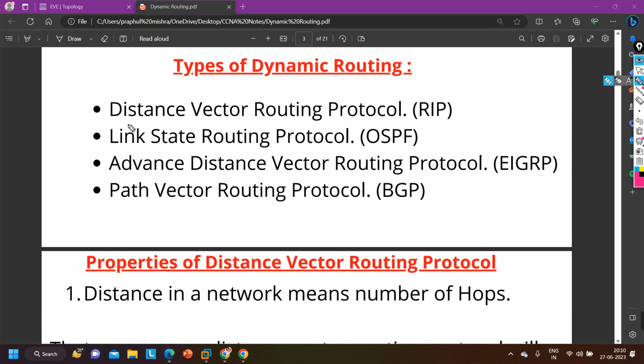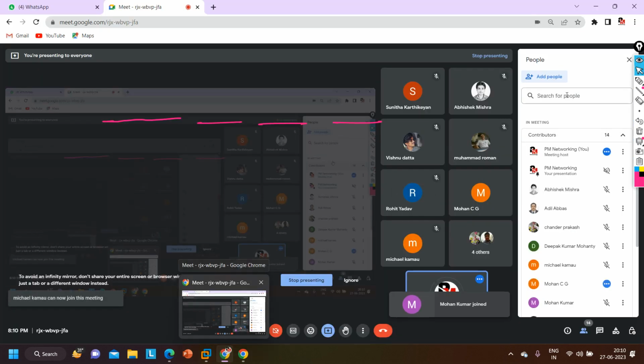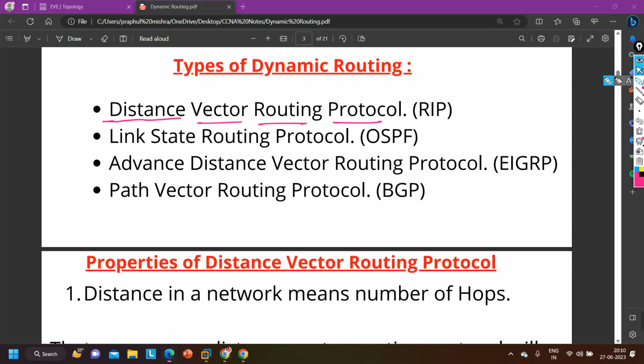We have some types of dynamic routing protocol. First is distance vector routing protocol. An example of distance vector routing protocol is RIP. So now we are not discussing what RIP is. I am not going to discuss the RIP routing protocol now. Just understand the behavior and the properties of distance vector routing protocol.